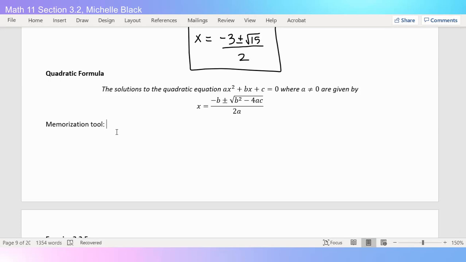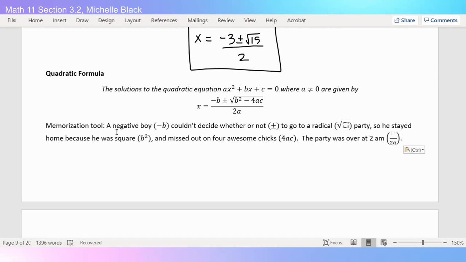I know a lot of people learn a song. I believe it's to Pop Goes the Weasel. Other people learn some sort of poem. I also learned a kind of poem short story, so let me share that with you now. It says, a negative boy couldn't decide whether or not to go to a radical party. So he stayed home because he was square and missed out on 4 awesome chicks. The party was over at 2 a.m.